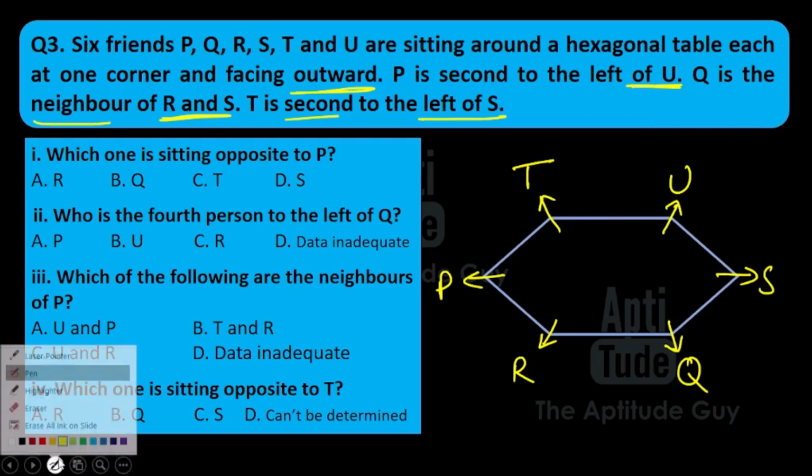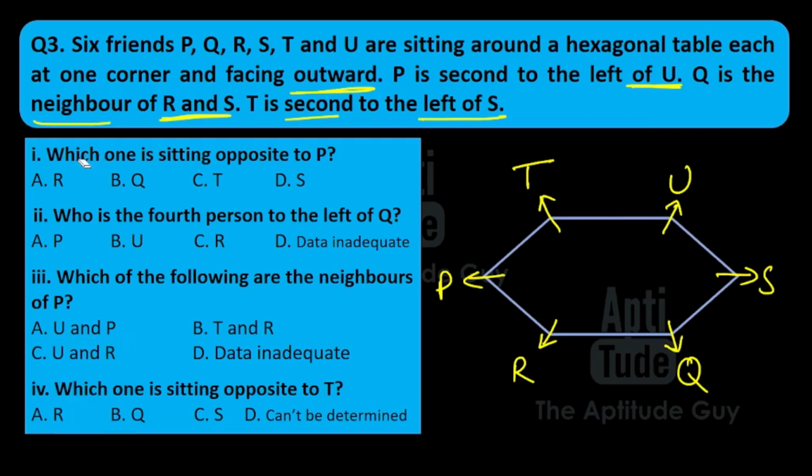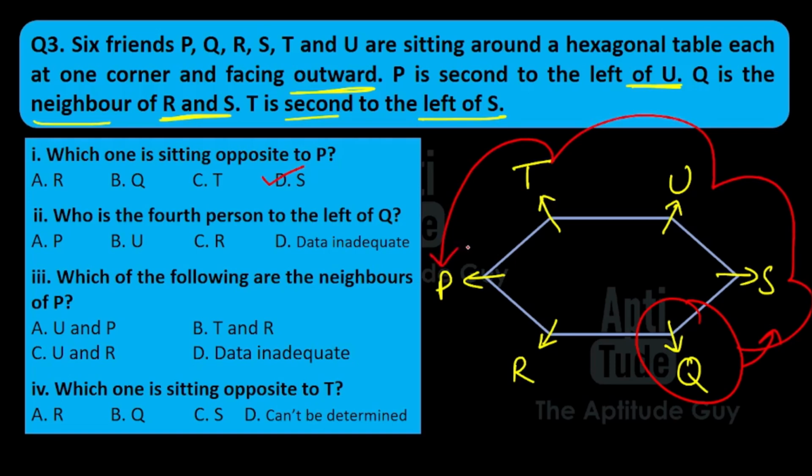Now let's solve the questions. Question number 1 says, which one is sitting opposite to P? Opposite to P is of course S. So the first answer is option D. Done. Second one, who is the fourth person to the left of Q? Fourth person to the left of Q. Q is facing south, so left is this side. Fourth person. So we have 1, 2, 3 and 4. Answer is P. That is option A.